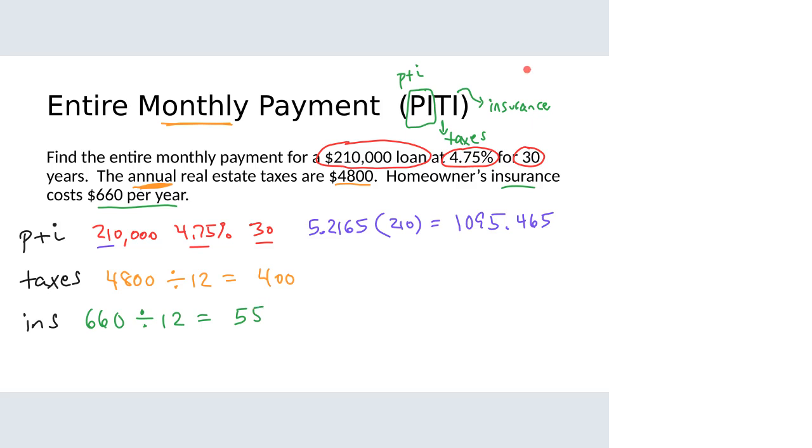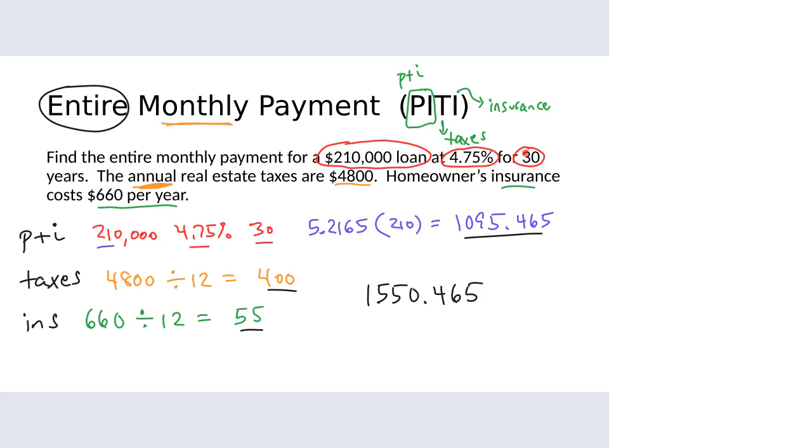Finally, the last thing we need to do here is get our entire monthly payment, and we're going to get that by adding up those three numbers. The $1,095.465 plus $400 plus $55, and I get $1,550.465. But this is about money, so we're going to round to the nearest cent.